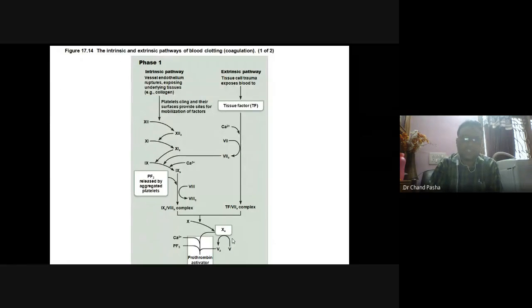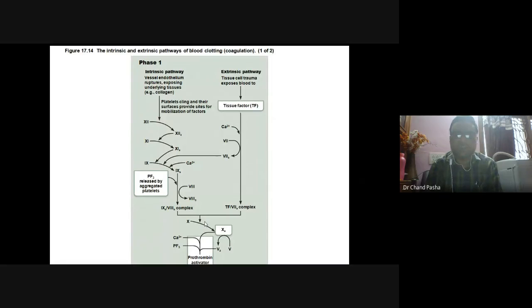And again, this 10th A converts inactive 5th factor into active 5th factor. And now the activated 10th and 5th factors, in the presence of calcium plus PF3, produce prothrombin activator in this case.